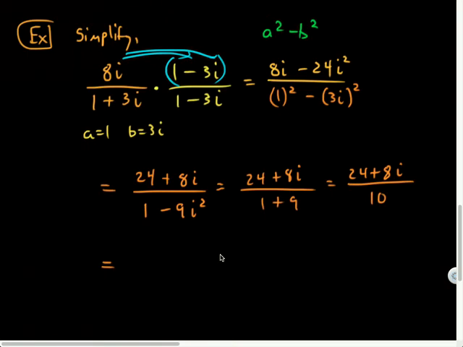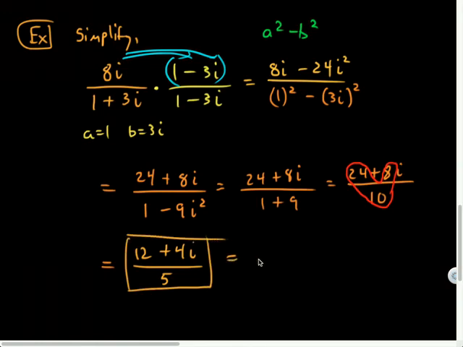I can simplify that. Oh, friends, let's not. I don't have room. I can simplify. I thought i squared was negative 1. Yeah, exactly. So negative 1 times negative 9 became positive 9. So all of these are divisible by 2. So 24 divided by 2 is 12. 8 divided by 2 is 4i. And 10 divided by 2 is 5.